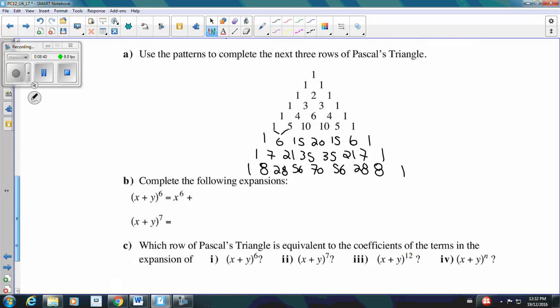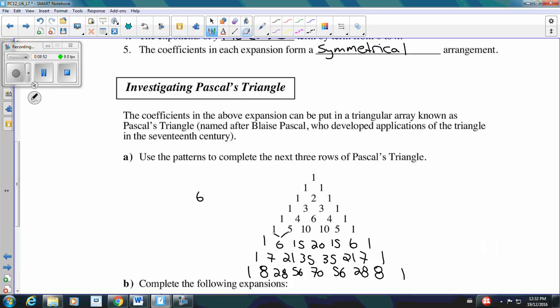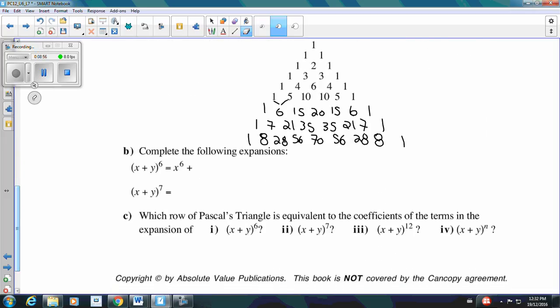So complete the following expressions. Well, x plus y to the 6th. So we know this row represented x plus y to the 5, so x plus y to the 6 is going to start with 1x to the 6. My next term is going to be 6. So I'm going to have 6. That comes from this row here. And x decreases and y increases.